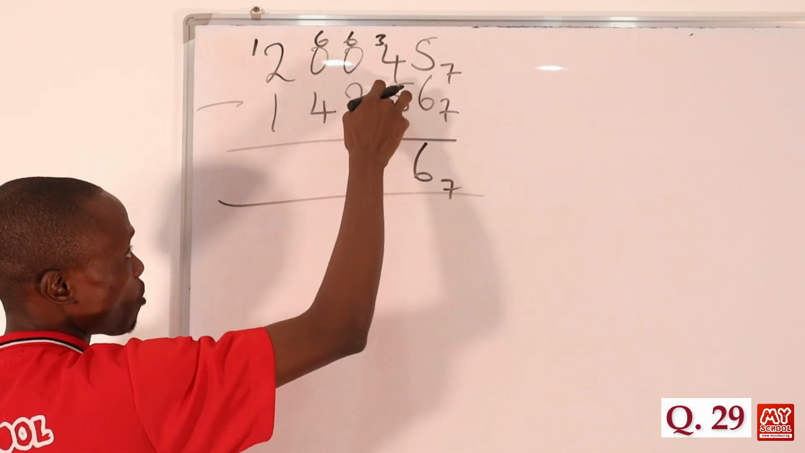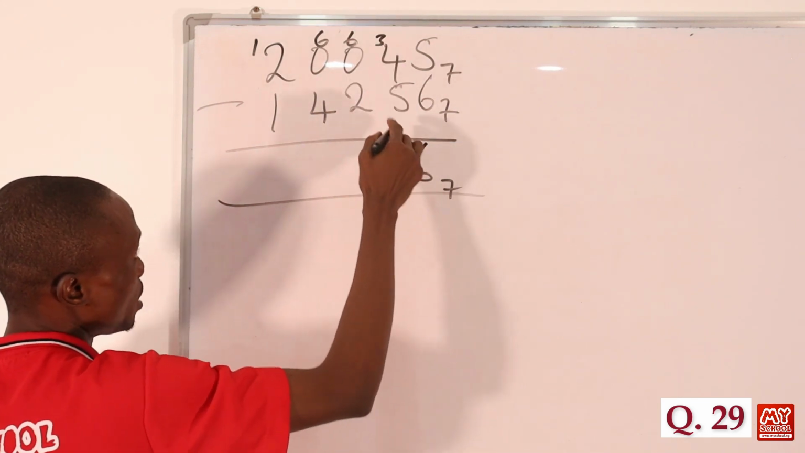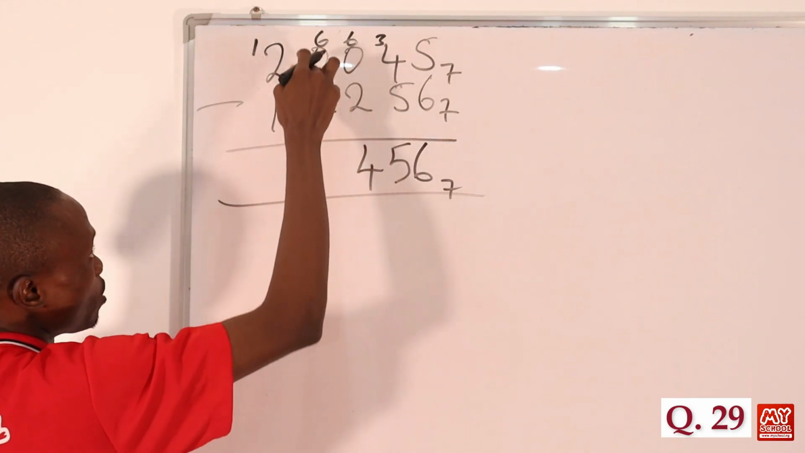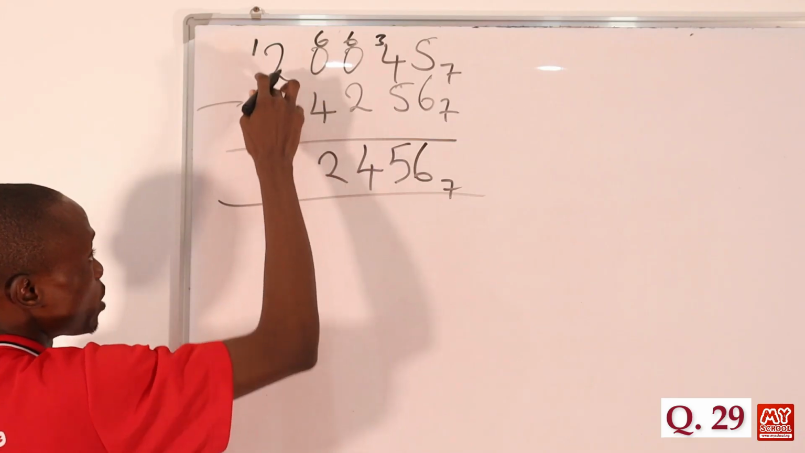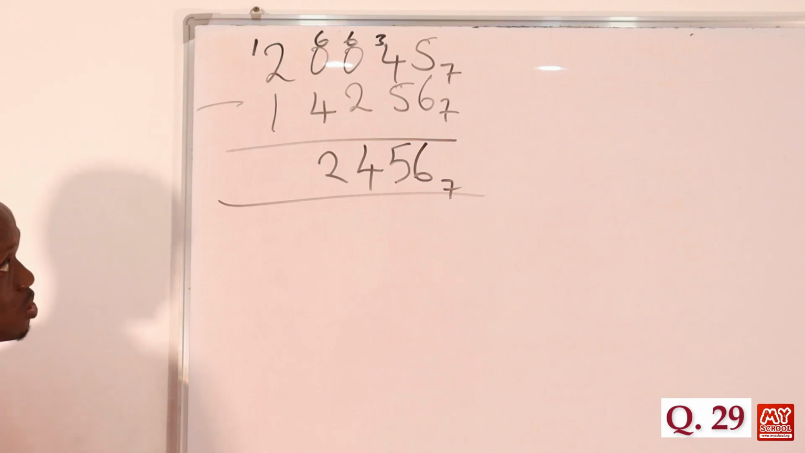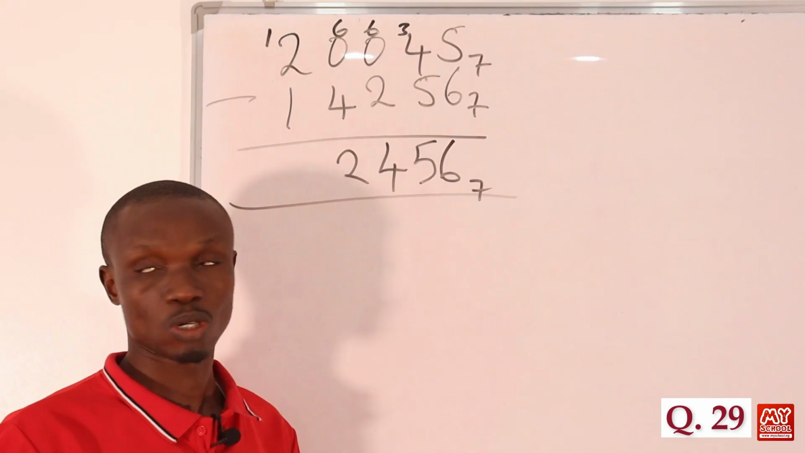So 10 minus 5 will be equals to 5, right? While 6 minus 2 will be equals to 4. While 6 minus 4 will be equals to 2. Then 1 minus 1 will be equals to 0. Okay, so our answer is equals to 2,456 in base 7. Okay, so let's move to the screen to pick the correct answer to this question.